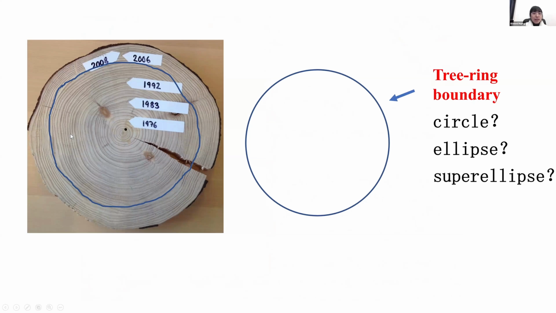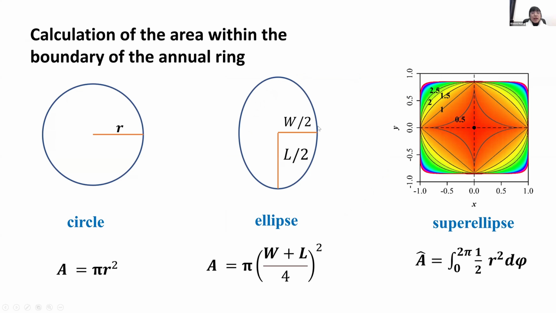So this is the pith, and this is the bark. Trees start to grow from the pith to the bark, and every year they form one ring. The light color part is earlywood, and the dark color part is latewood. So we see this is a tree ring shape, and we call this a tree ring boundary. And we ask the question whether it is like a circle, or more like an ellipse, or a superellipse.